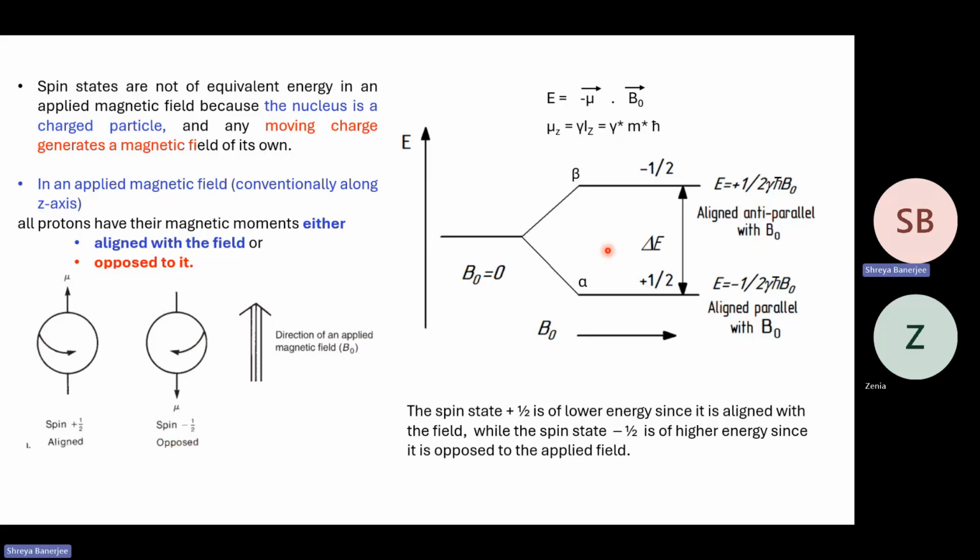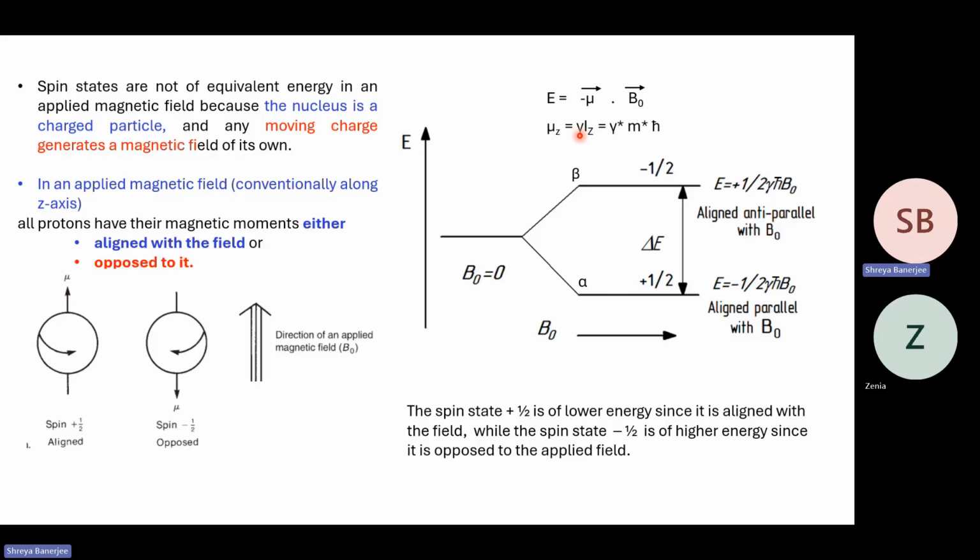These two cases will have different energies. When it is in the same direction as the field, it has lower energy, and the opposite direction will have higher energy. So how do we know that? Energy is defined as the dot product of the magnetic moment and B0, that is the applied field, with a negative sign. And we know that the magnetic moment can be written as gamma Iz. We are only considering the magnetic moment in the Z direction, since the applied field is also in the Z direction. Gamma is the gyromagnetic ratio, Iz is the angular momentum in the Z direction.